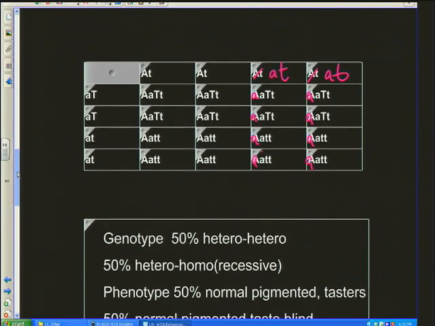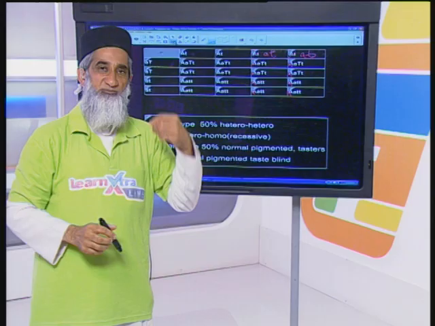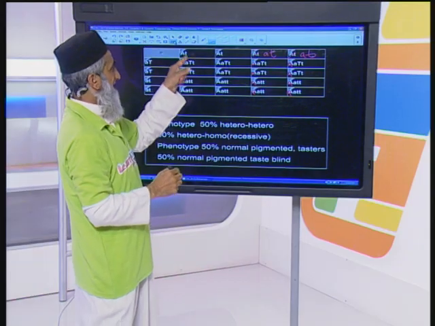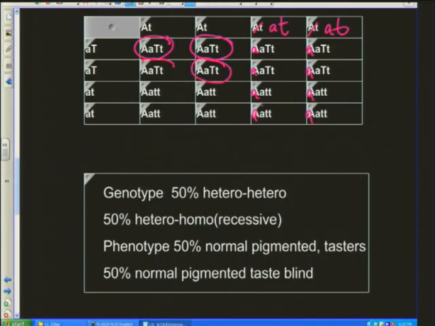Now, first of all, we're going to have now a hetero-hetero. Can you see all of these are hetero-hetero, these ones? One, two, three, four. Hetero-hetero, what do I mean? For both characteristics, the organism is heterozygous: capital A, small a, capital T, small t. There's one, two, three, four. This one, no. It can't be because that's homozygous, that's homozygous, that's homozygous, that's homozygous. Do we have any here? No, because all our albinos will be homozygous. So we got four of those type.